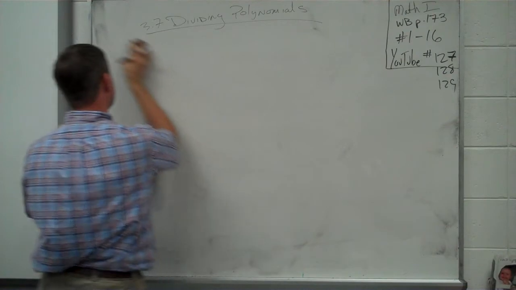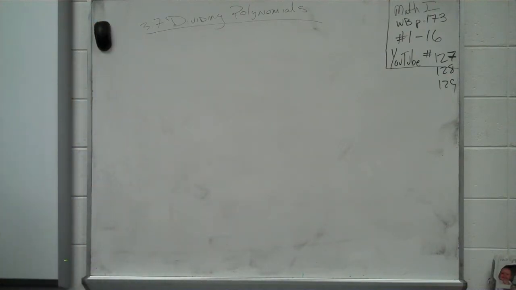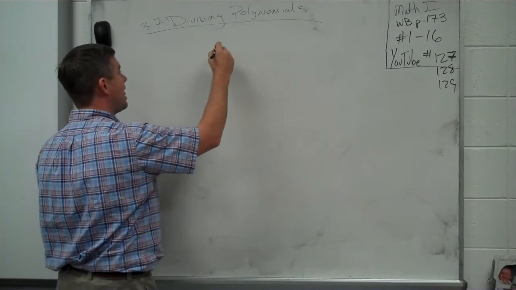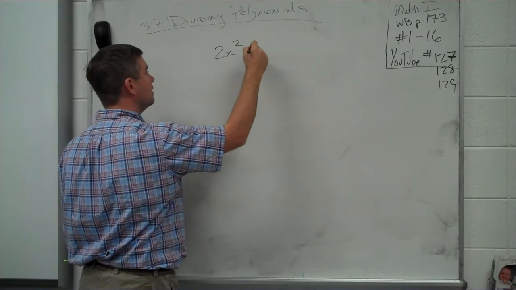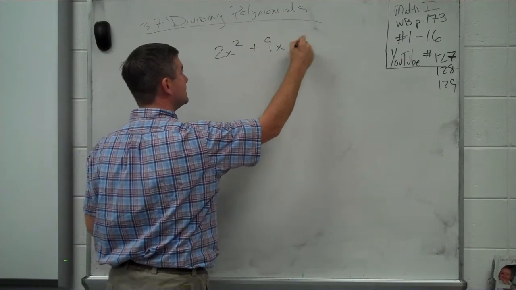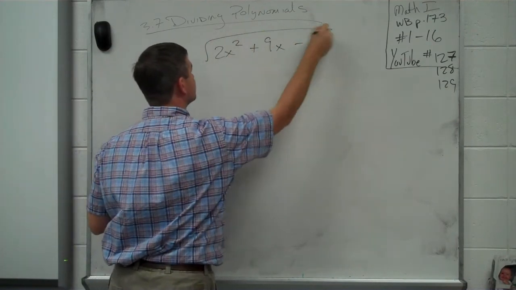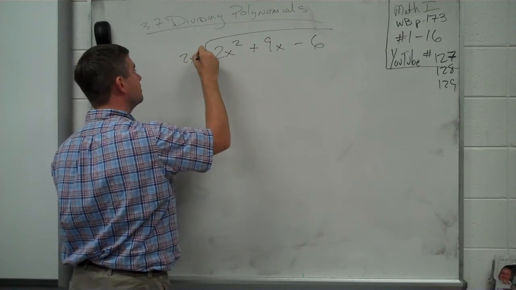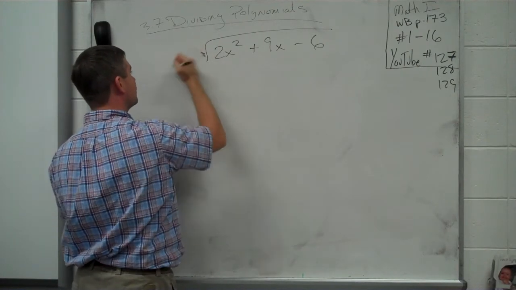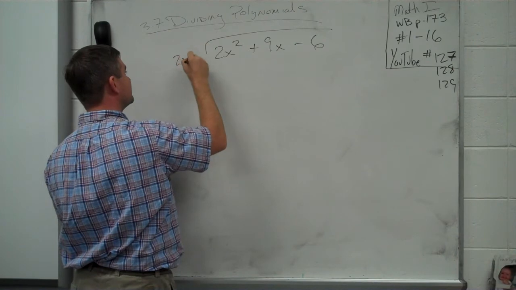Now let's do one with a remainder. Okay. Read this one out here. Nice and loud. 2x squared plus 9x minus 6 divided by 2x plus 3. Oh, okay. So now we're going to do what? 2x plus 3, is that right?